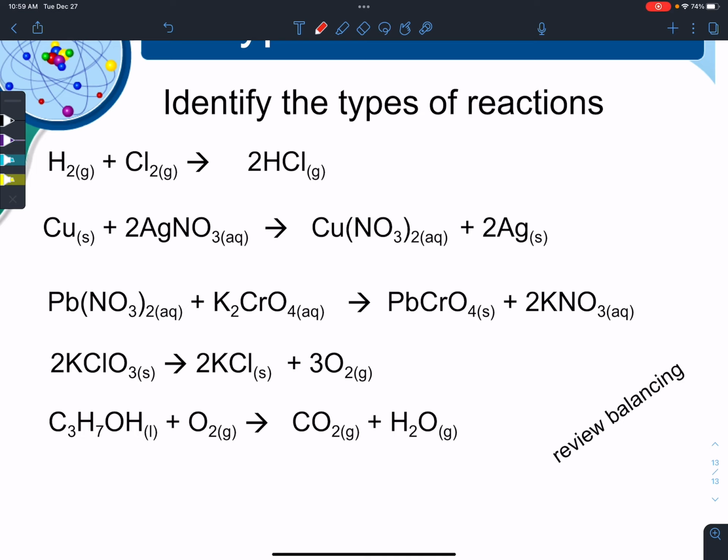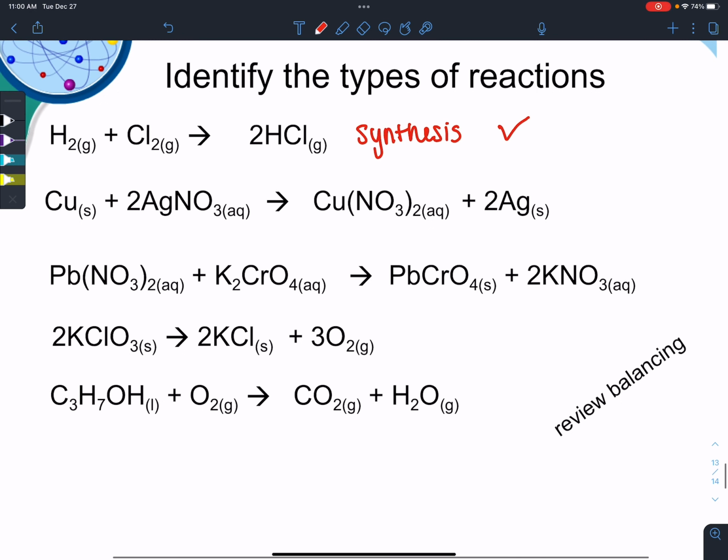Okay, so let's go through each one here. At the beginning, the first one, we've got H2, hydrogen combining with chlorine to form 2 HCl. So if you're looking for kind of red flags to help you identify it, you've got 2 reactants and it forms 1 product. So this is synthesis. And let's check our balancing. We've got 2 hydrogens, 2 hydrogens, 2 chlorines, 2 chlorines. It's balanced. So that one's all good.